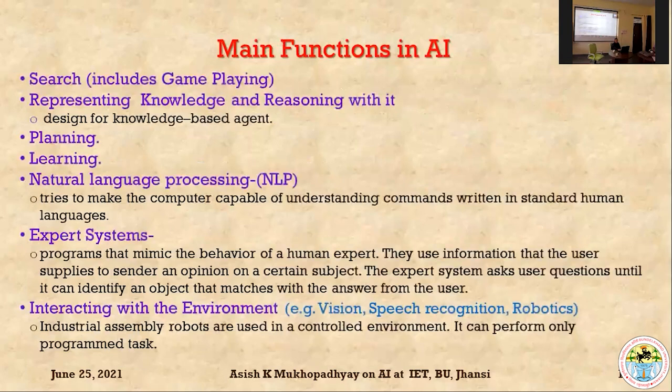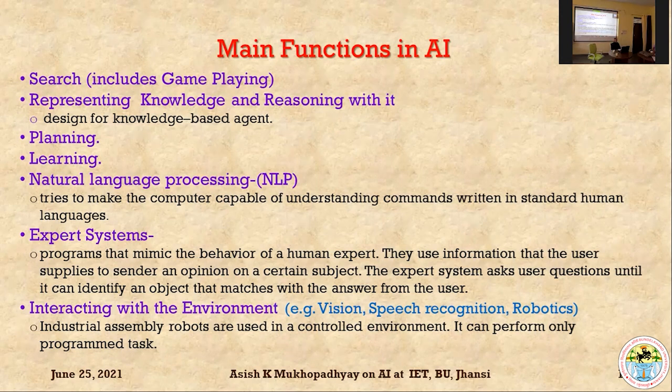So the main functions of AI include search. One thing I have not told you: the initialization of artificial intelligence came through games like chess playing, so many a time AI was synonymous with games. So search in game playing, then representing knowledge and reasoning with it, and the design of a knowledge-based agent.